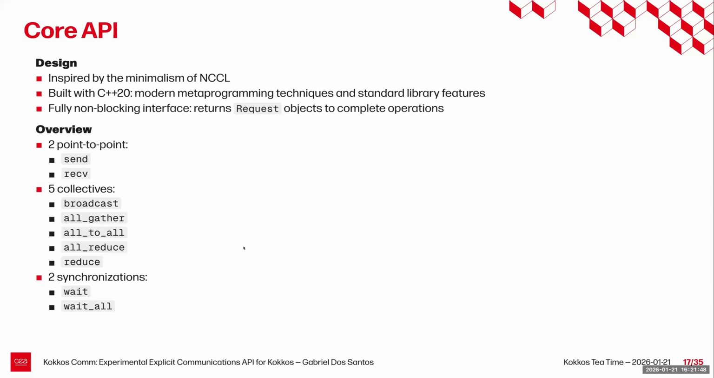So the core API of Kokkos Comm is very much inspired by the minimalism of NICCL. As I said, it's built with C++20 and it's fully non-blocking. So we return request objects to complete operations, very much in the style of MPI non-blocking communications. We have 2 point-to-point operations, send and receive.